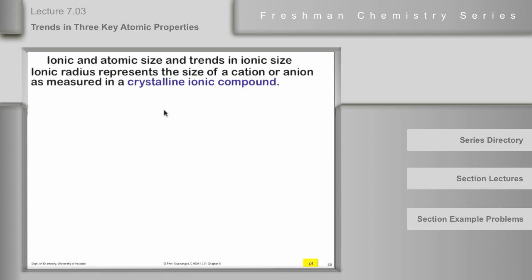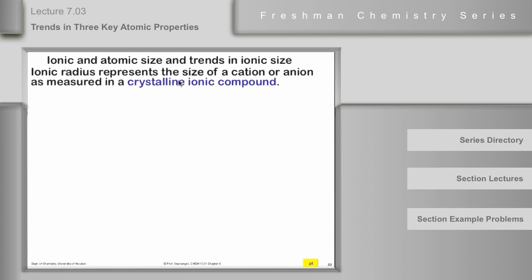So I want to talk about ionic size then. The size of ions is important. There's a lot of biochemistry that depends on ions for function, and the size of the ions can be quite important. The right size ion does a job, the wrong size ion causes a problem. So it's good to be able to compare the sizes.